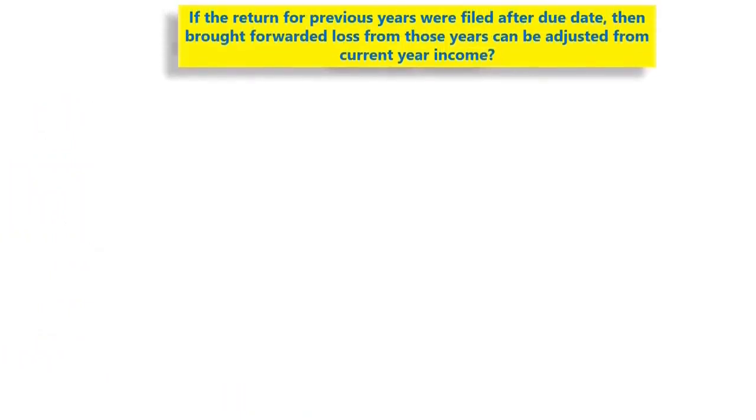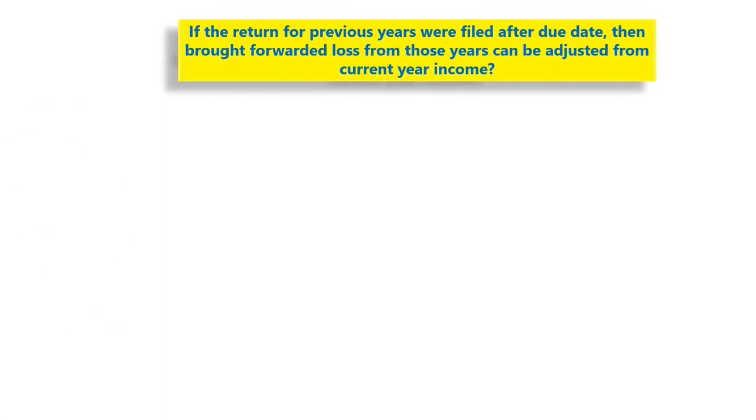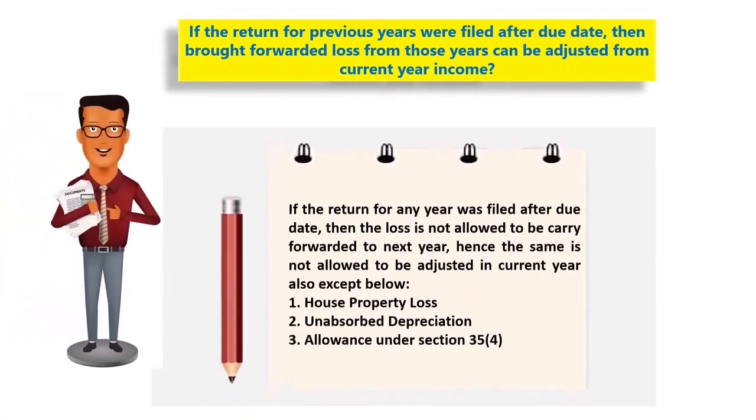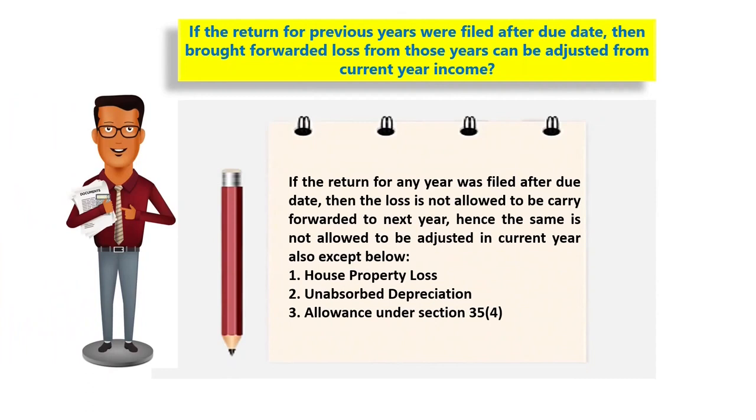If the return for the previous year was filed after due date, then the brought forward loss cannot be carried forward to the next year. Hence, the same would not be allowed to be adjusted in the current year also. However, even if the last year return was a belated return, you can continue to claim the loss of house property, unabsorbed depreciation, and allowance under Section 35, subsection 4.